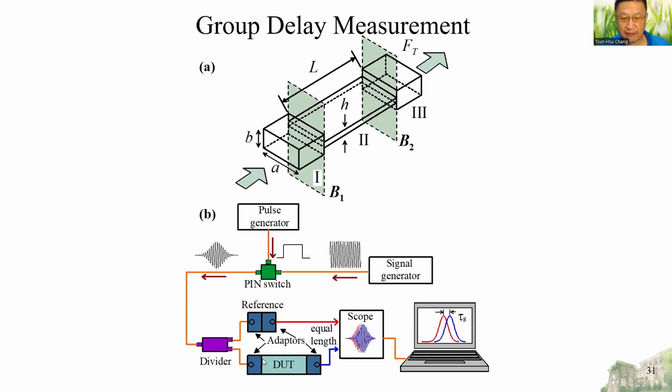Okay, so we have an extra length, just like L. And then we have equal lengths for these two. Let's compare, measure on the scope, and we can measure the difference. The red curve is the incident, and the blue curve is the signal passing through the device under test. So we can measure the group delay easily.